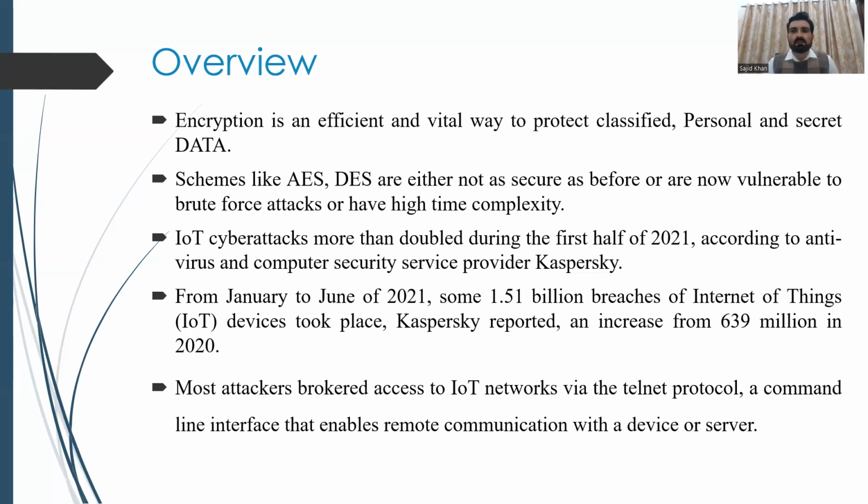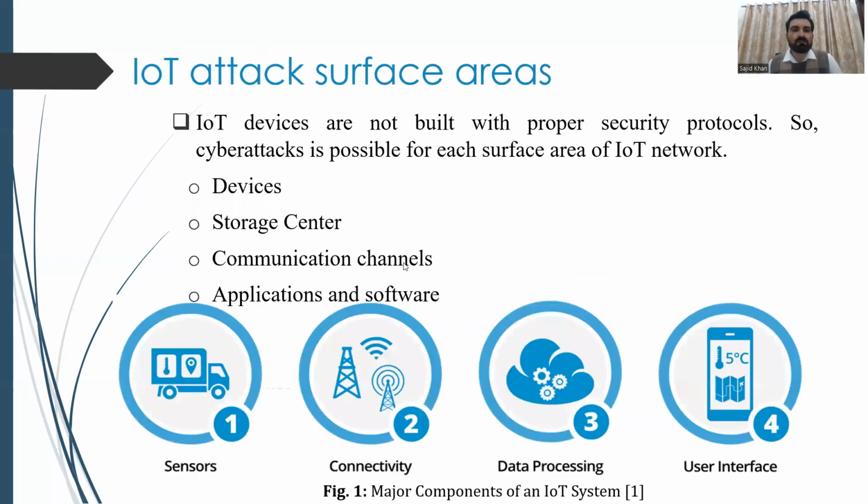So when those devices just communicate with each other, then definitely hackers can get access through the loopholes to breach our system or to get access to our data centers or to our data. So for this purpose, definitely some other robust security techniques are needed. I will discuss that in a later slide. But before that, the IoT attack surface area.